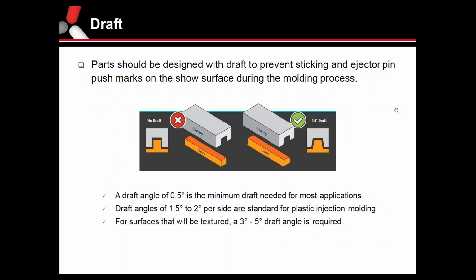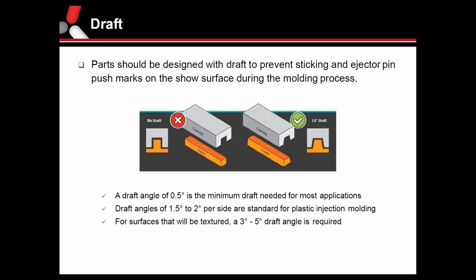So draft. You want to design your part with draft, and that's going to help prevent the part sticking, mainly to the core, but it can also cause your part to stick into the front half of the tool, which you don't want. There's really no way to eject off. Typically, we would want at least a half a degree of draft in most parts. Most of the time, 1.5 to 2 degrees per side are standard.